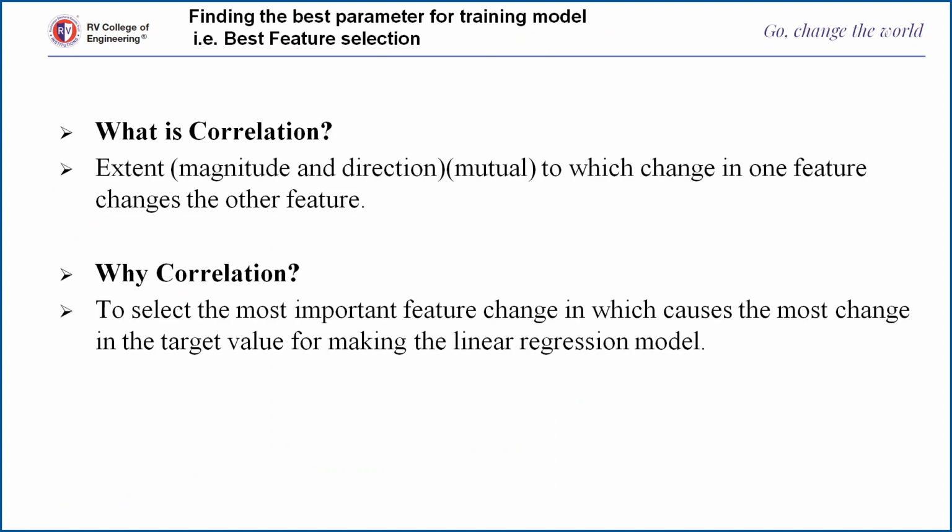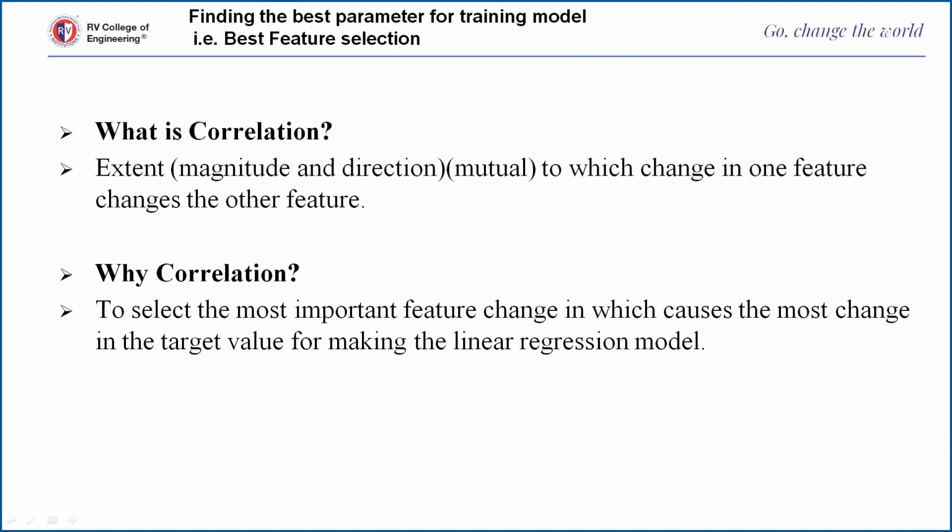Now, finding the best parameter for training the model, that is, the best feature selection. For this we use correlation. Now, what is correlation? The extent, in magnitude and direction, to which a change in one feature changes the other feature, and the change in magnitude and direction is mutual. Due to a change in one there is a change in the other feature, and due to a change in the other feature there will be a change in the first feature as well.